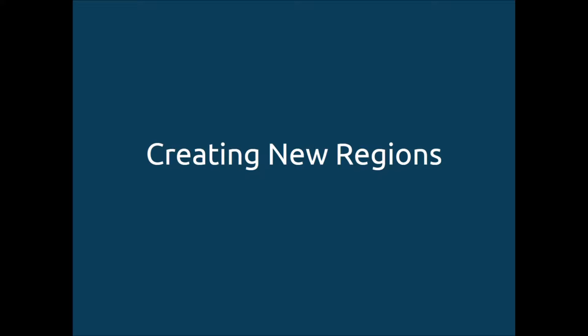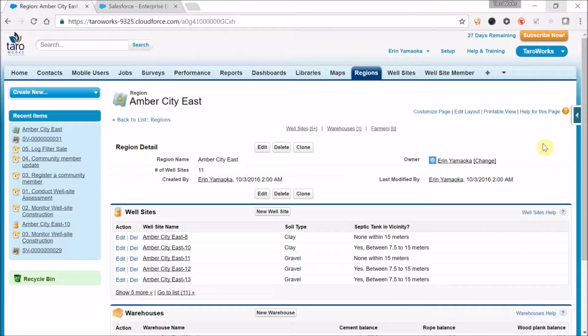Today the scenario we're going to cover is creating new regions for Aquacomb. If we look at a region record in the system, the fields for the region object are the region's name, the number of well sites, which is actually a roll-up summary and is not editable, and then a few standard Salesforce fields that are also automatically populated. So the only piece of information we need to give the system to create a region record would be the region name.